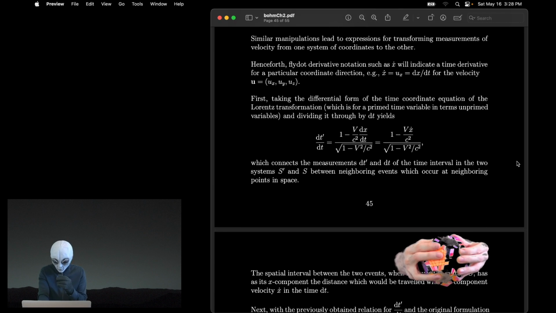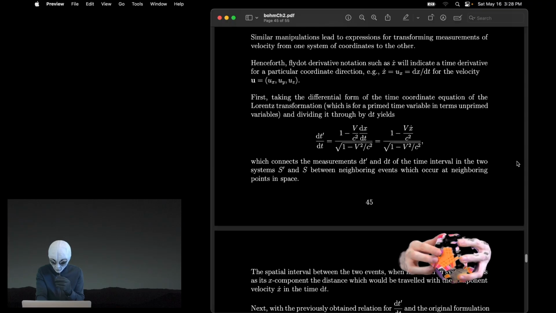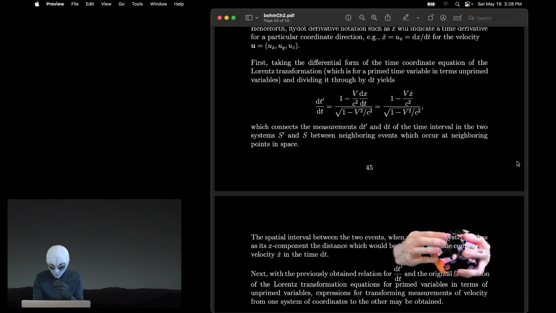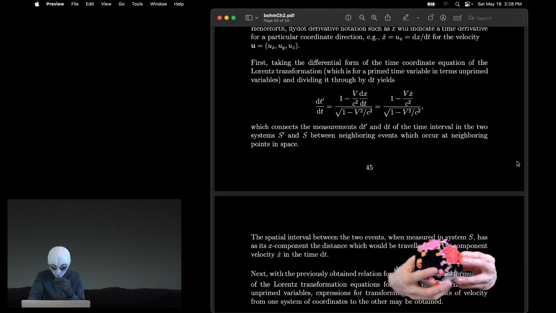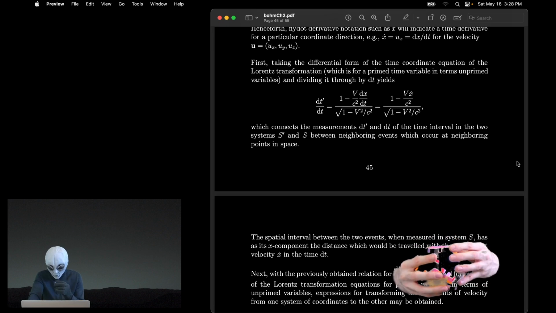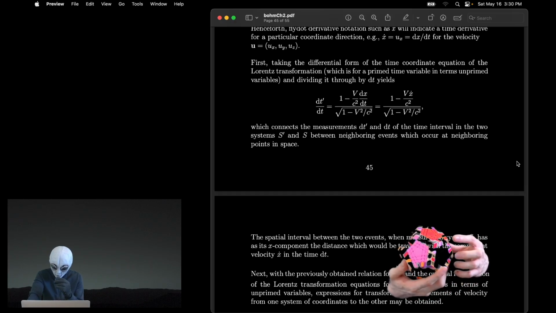First, taking the differential form of the time-coordinate equation of the Lorentz transformation, which is for a primed time variable in terms of unprimed variables, and dividing it through by dt yields dt prime over dt equals a fraction with the numerator of 1 minus the fraction capital V over lowercase c squared, then times dx/dt. And this is all over a denominator of the square root of 1 minus capital V squared over lowercase c squared, which is thus equal to a fraction which has a numerator of 1 minus a fraction with a numerator capital V times x dot over denominator of lowercase c squared.